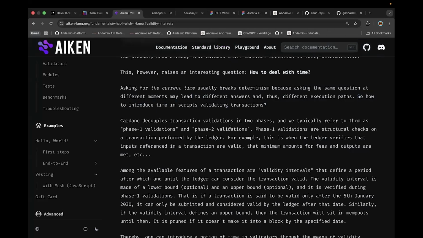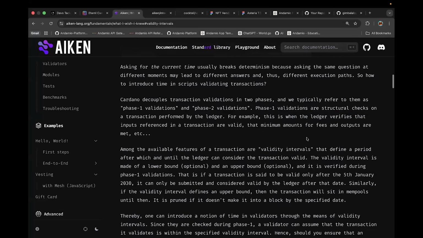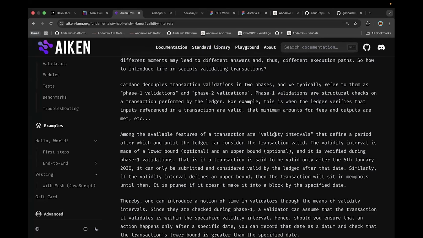Cardano decouples transaction validation into two phases, and we typically refer to them as phase 1 validation and phase 2 validation. Phase 1 validations are structural checks on a transaction performed by the ledger. For example, this is when the ledger verifies that inputs referenced in a transaction are valid, that minimum amounts for fees and outputs are met, etc. Among the available features of a transaction are validity intervals that define a period after which and until the ledger can consider the transaction valid.